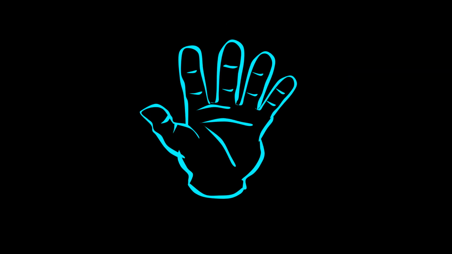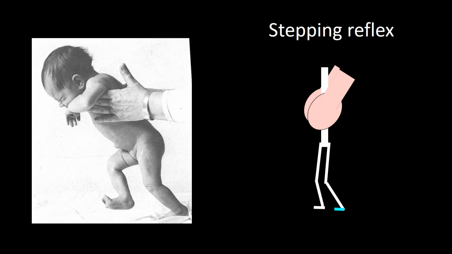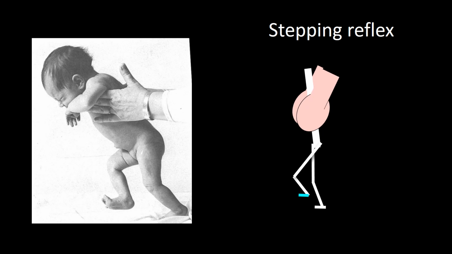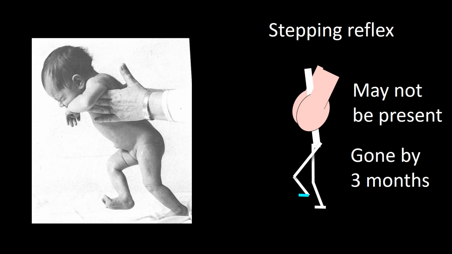The fifth reflex is the stepping reflex. The stepping reflex is activated by supporting the baby in a standing position and leaning the baby forward. It elicits alternating flexion and extension of the lower extremities. This reflex may not be present even in a healthy full-term neonate. When present, it is gone by 3 months.